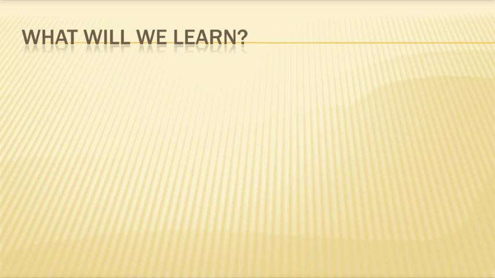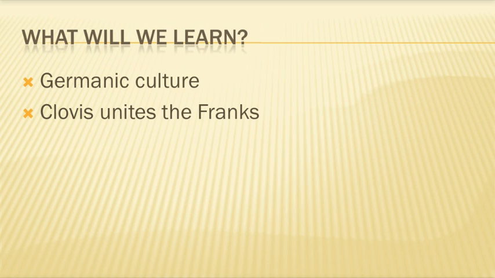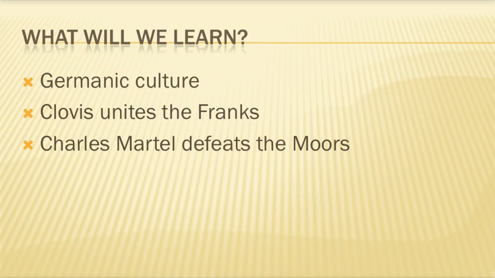So if we look at our path to learning, what will we learn here today? We're going to talk a little bit about Germanic culture, so we'll see how these Germanic people changed Europe with their way of life. But then I told you we're going to focus on these three guys. We'll talk about how Clovis unites the Franks, how Charles Martel defeats the Moors, and we're going to see all sorts of great things about Charlemagne. So that's where we're going with all this today.